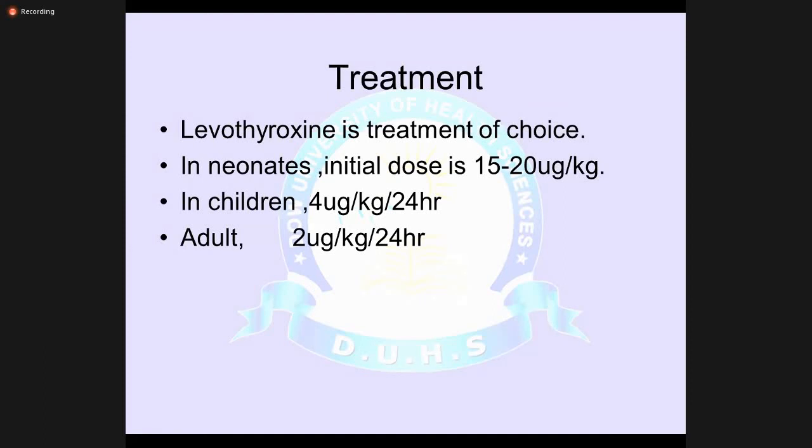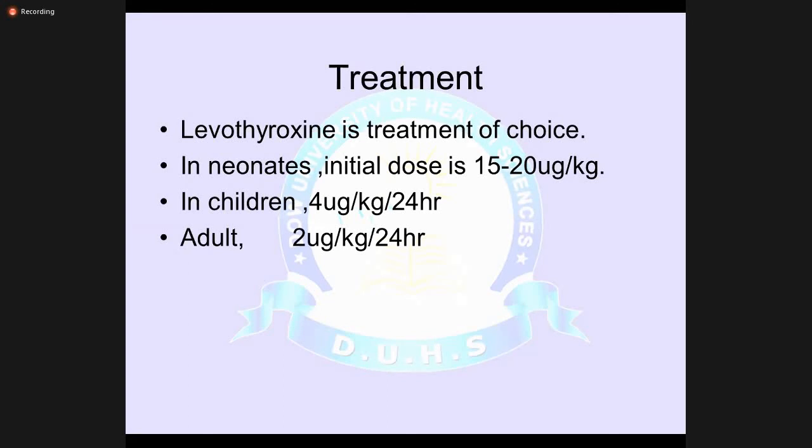So the basic thing is, if you have diagnosed hypothyroidism, do you know how to treat it? Treatment is luckily very simple. You have to start the child on thyroxine. Levothyroxine is the treatment of choice in neonates. The initial dose is 15 to 20 microgram per kilogram. One tablet of thyroxine available in the market is 50 micrograms. So in neonates, you calculate the initial dose by 15 to 20 microgram per kilogram.